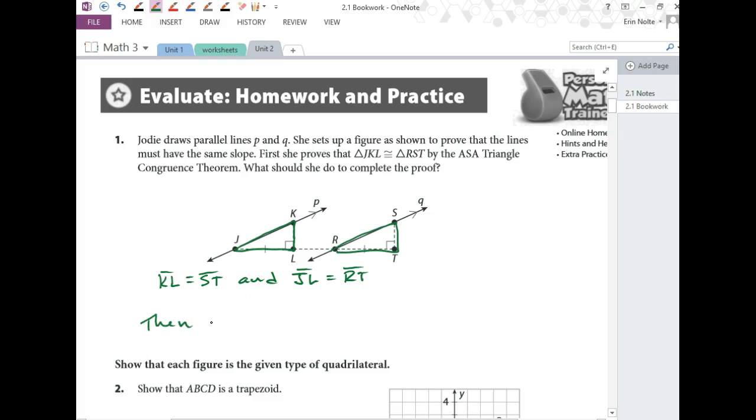then the slope of P, okay, what's the slope of P? Good, so the slope of P, I'm going to say the M of line P, forgot my E. Line P is KL over JL, which is equal to what? ST over RT. Okay, so since they have the same slopes, then they are parallel.